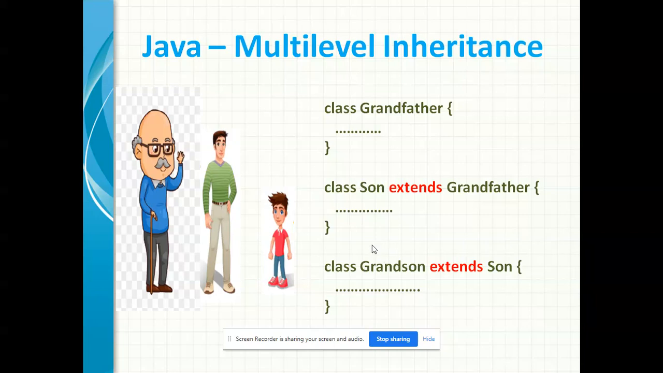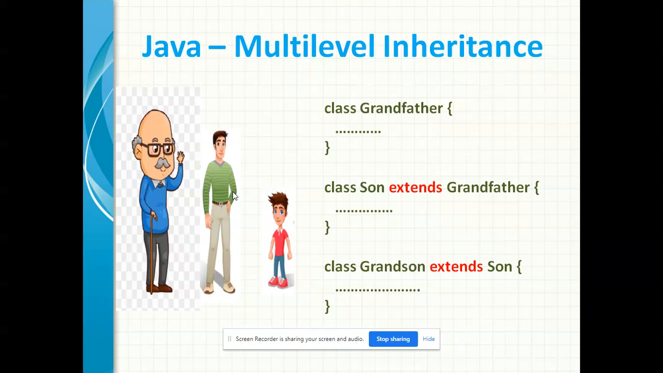So a very simple example: son will get a functionality from father, and the father will get the functionality from grandfather. Like this you can take many scenarios. Vehicle is a superclass. I have a subclass called two-wheeler. For two-wheeler, I have another subclass called bike. Like this, you can take many scenarios for multi-level inheritance.